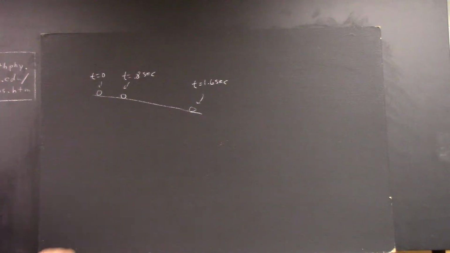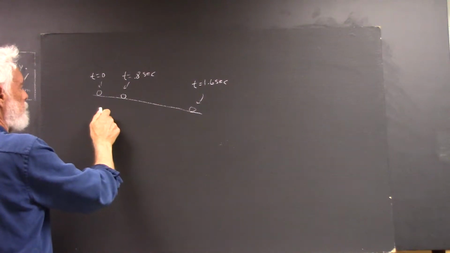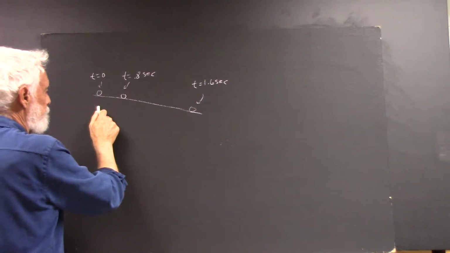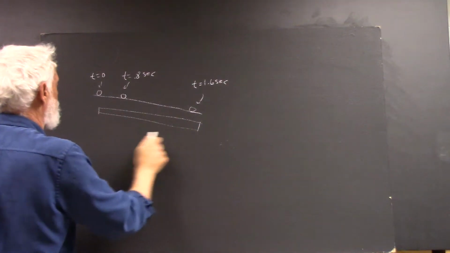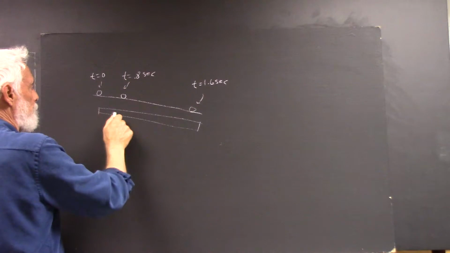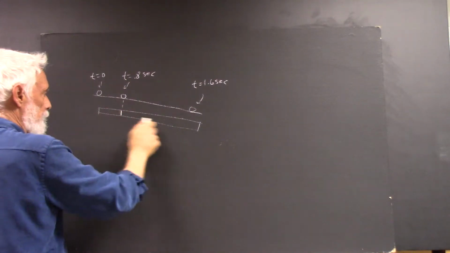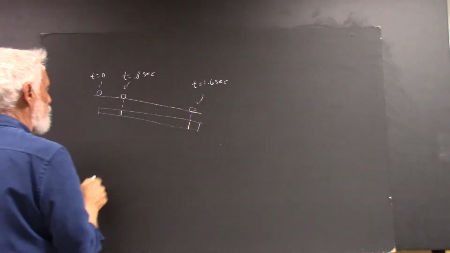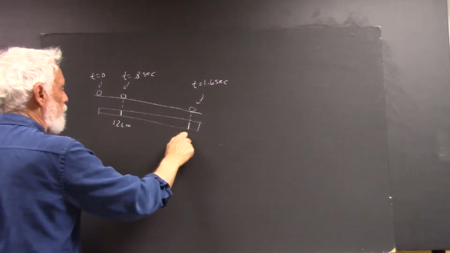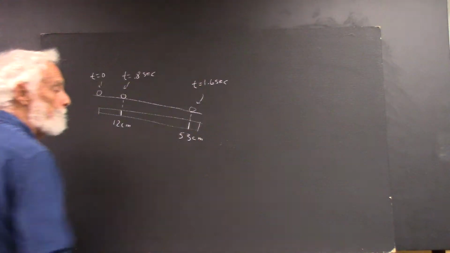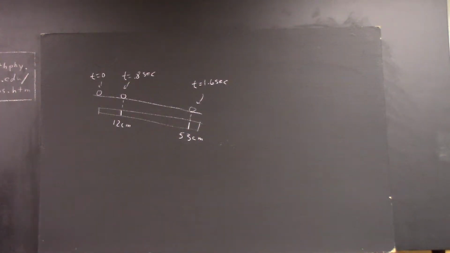And let's just say that your meter stick is supposed to be parallel to the ramp, but it isn't. Here's your meter stick, and the position on your meter stick here and the position on your meter stick here is, let's say, 12 centimeters and 53 centimeters. That's something you could have observed in what we just did.